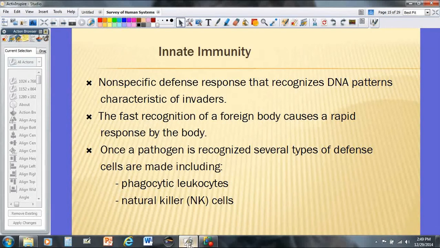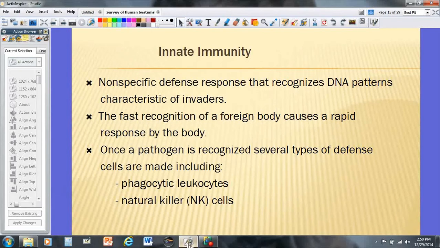Once that pathogen has been recognized, there are several types of defense molecules available for the innate immune system. I'm going to talk about two, the phagocytic leukocytes and the natural killer or NK cells. The phagocytic leukocytes, also called macrophages, will consume any foreign invaders in the same process that the cell used for ingesting large food particles. I'm talking about the process of phagocytosis, where the cell's membrane expands around the foreign particle, engulfs it, and consumes it.